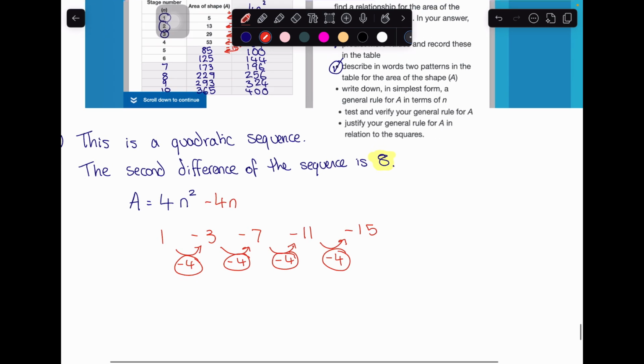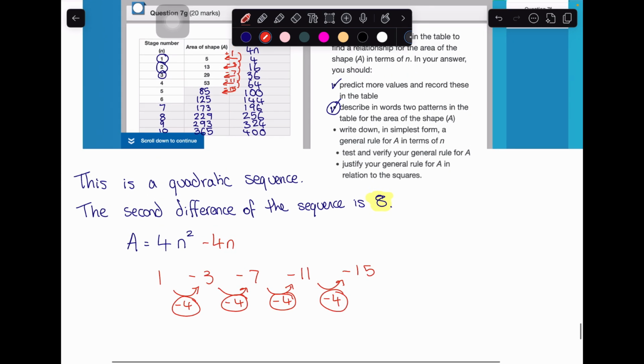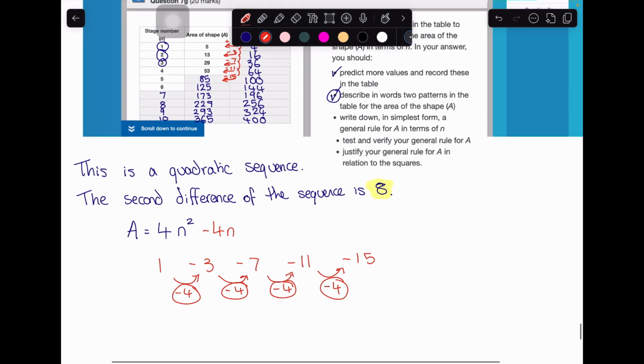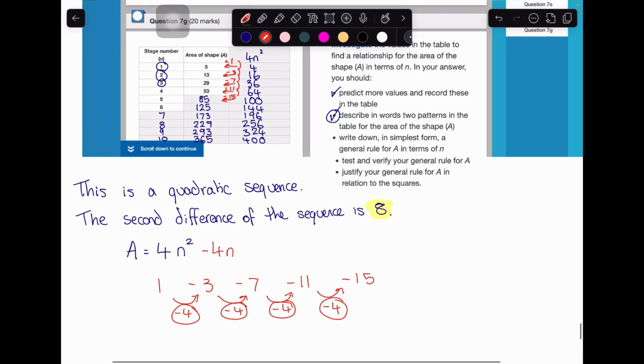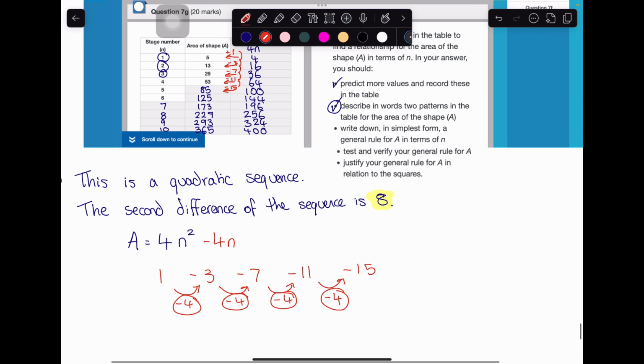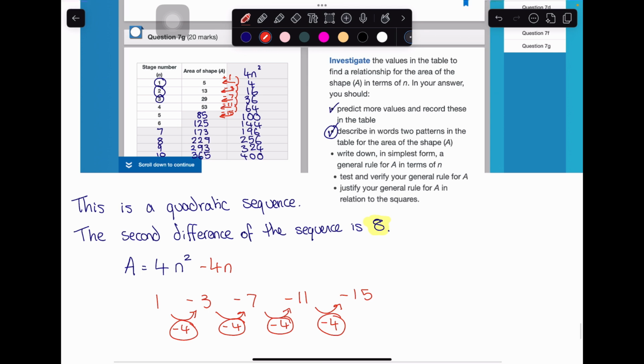If I write out the sequence for that, I would have 4 lots of 1 is 4, minus n. So let's put this minus 4n. So this would become 4 minus 4, which is 0. This would become 16 minus 8, which is 8. 36 minus 12, which is 24.